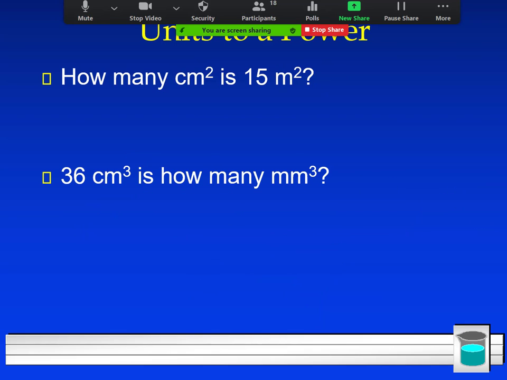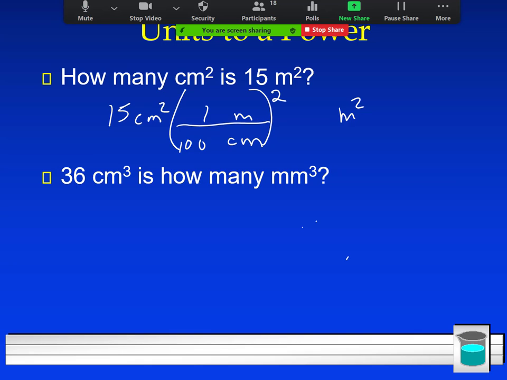Okay. So let's try a couple others. So I've had 15 centimeters squared. Goes how many meters squared? I want to get rid of centimeters, so it's got to go on the bottom. I can turn centimeters into meters because I know the metric system. 1 meter is 100 centimeters. But I need to get rid of centimeters squared, so I put the squared outside.